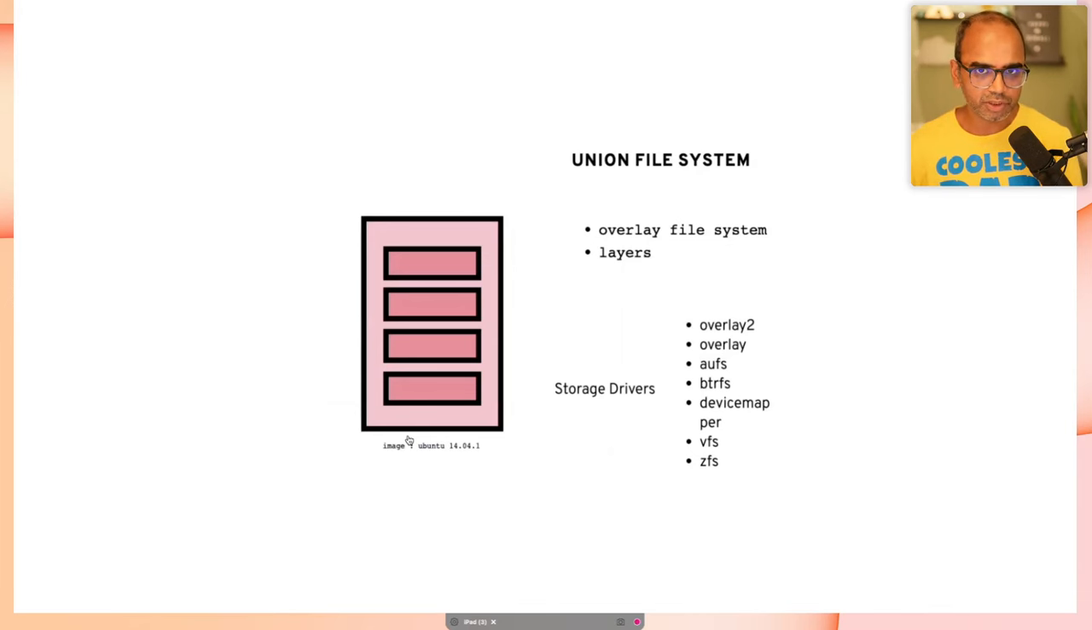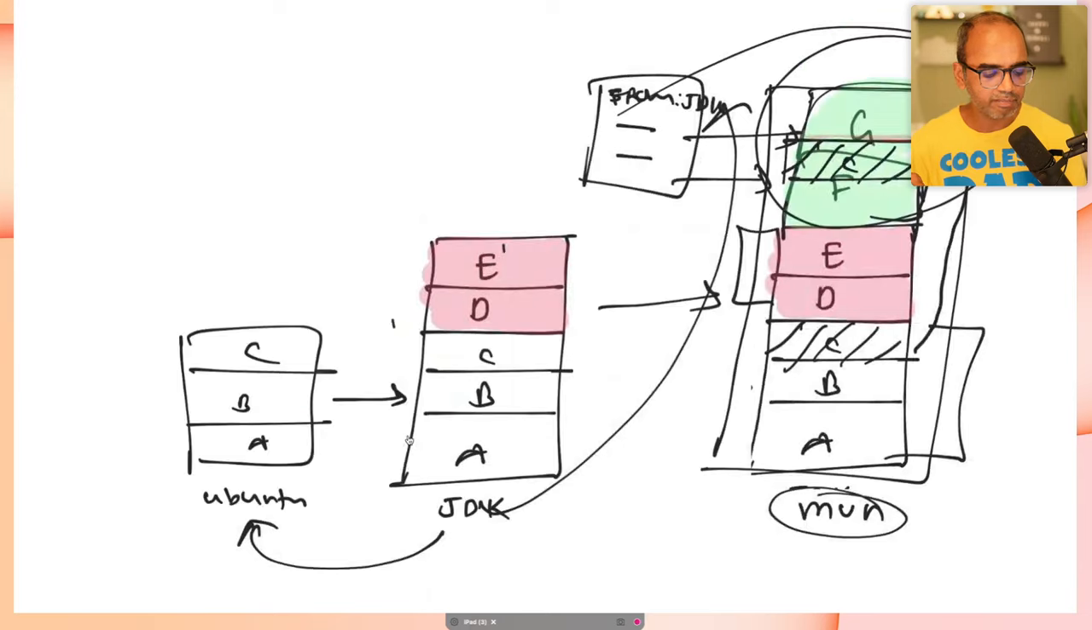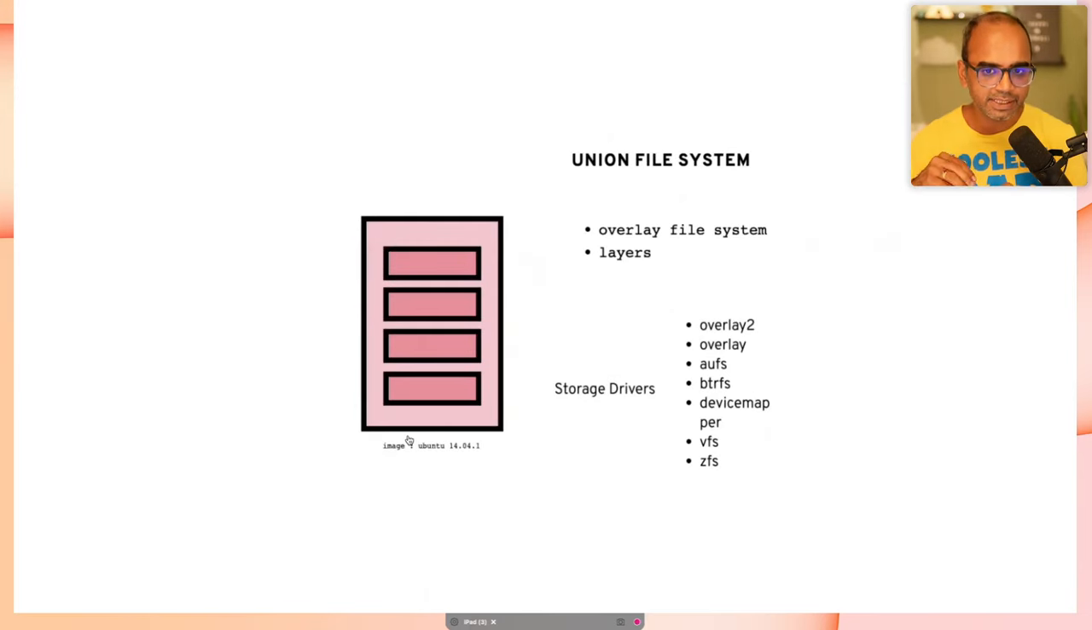And the underlying technology used here for storing, managing and distributing these layers is called a union file system. A union file system, or a very popular driver for it, is Overlay2. So it's also called an overlay file system. It's made up of these overlays or multiple layers, which are sitting on top of each other, and they get merged. The reason why they're called overlays is because, let's say you have file X here and you have file X here. If it gets merged or overlaid, you'll only see one copy of that, which is on the top layer. That's why it is called an overlay. So it can mask the bottom layers also. And this makes the image distribution extremely efficient.